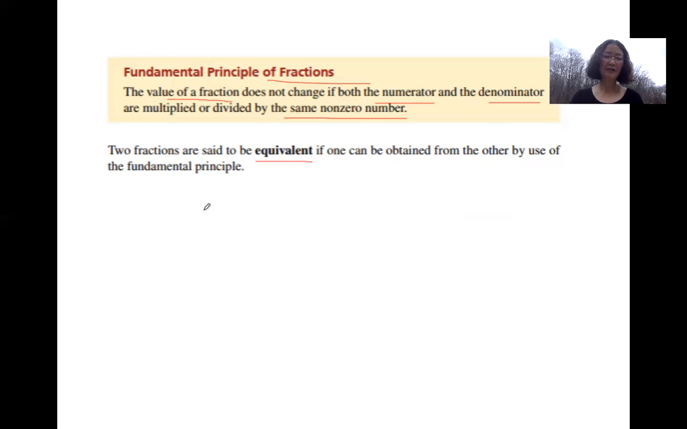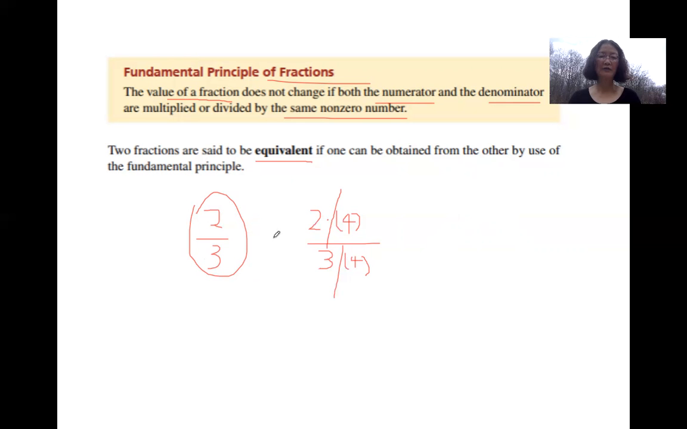Okay. For example, if I have a simple fraction, 3/2, this fraction would be the same as if I multiply by 4 on both numerator and denominator. They are equivalent fractions, okay? And if I divide this fraction, numerator and denominator, by 4, the same number, it is also an equivalent fraction.